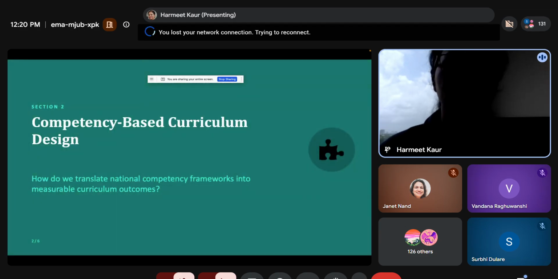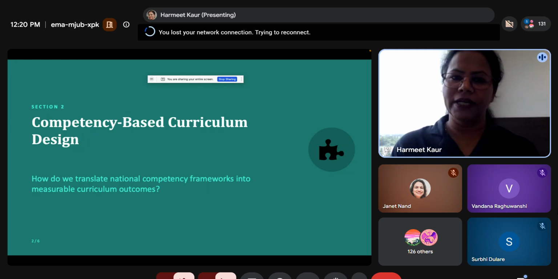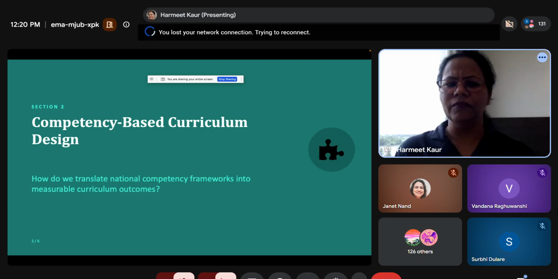So, if you don't have any question, let us move forward to section 2, which is competency-based curriculum design.